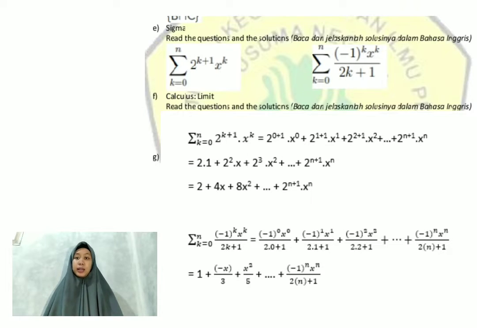plus 2 raised to n plus 1 times x raised to n, equals 2 raised to 1 times 1 plus 2 raised to 2 times x plus 2 raised to 3 times x squared plus dots plus 2 raised to n plus 1 times x raised to n, equals 2 plus 4x plus 8x squared plus dots plus 2 raised to n plus 1 times x raised to n.